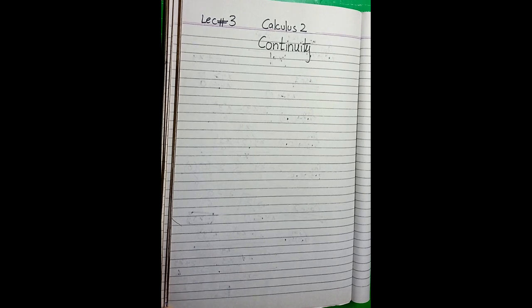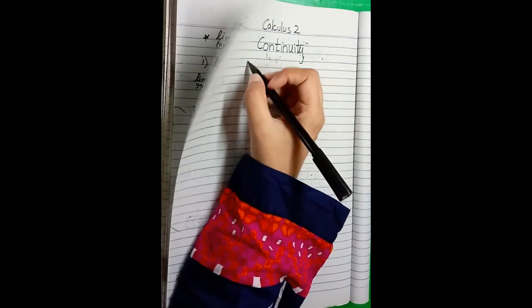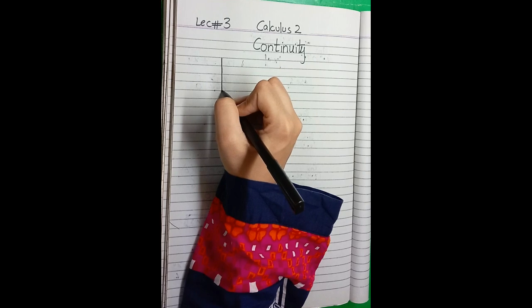A function f(x, y) is continuous at the point (a, b) if we have three conditions: that (a, b) is in the domain of f(x, y), and the limit as (x, y) approaches (a, b) of f(x, y) exists. And the third condition is that the limit as (x, y) approaches (a, b) of f(x, y) should be equal to the function value f(a, b). As we studied in Calculus 1, our discontinuity was like this.